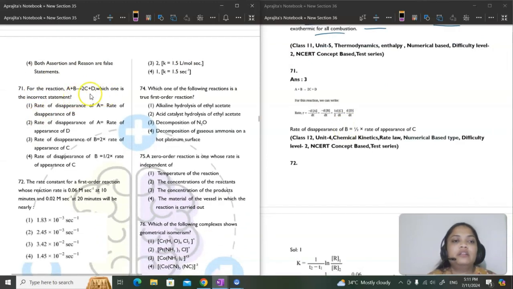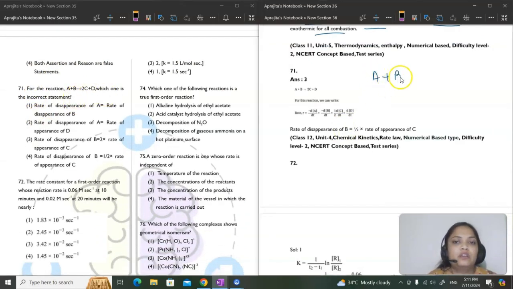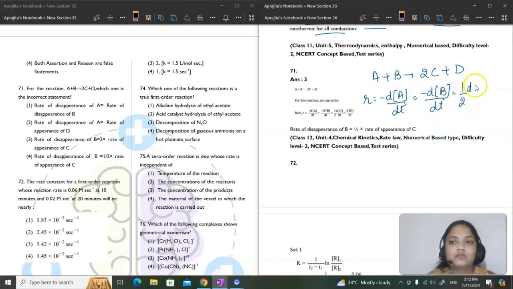Now, for the reaction A plus B gives 2C plus D, which one is the correct, incorrect statement? So, you need to write the rate of the reaction, which is minus dA upon dt, meaning rate of disappearance of A and B, and half of the rate of appearance, because C and D are the products, and rate of appearance of C and D.